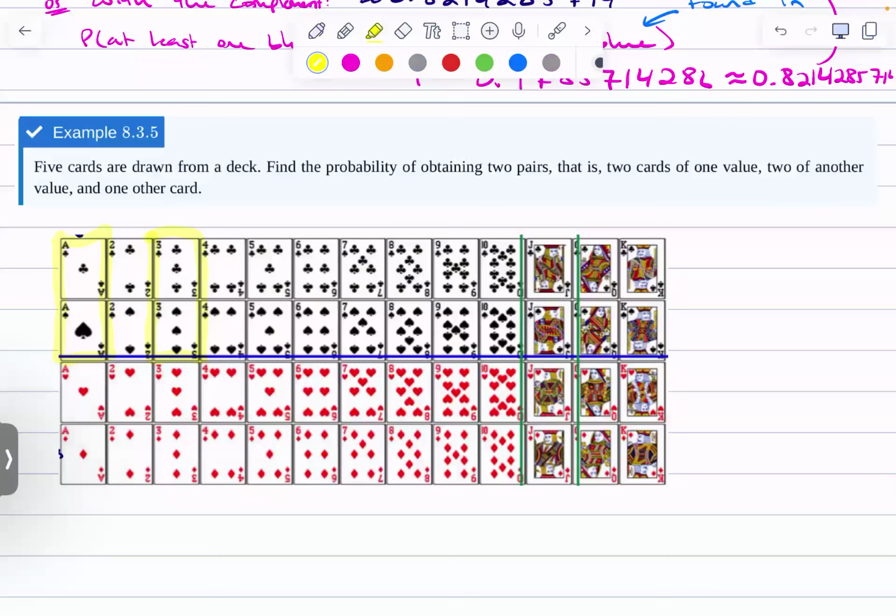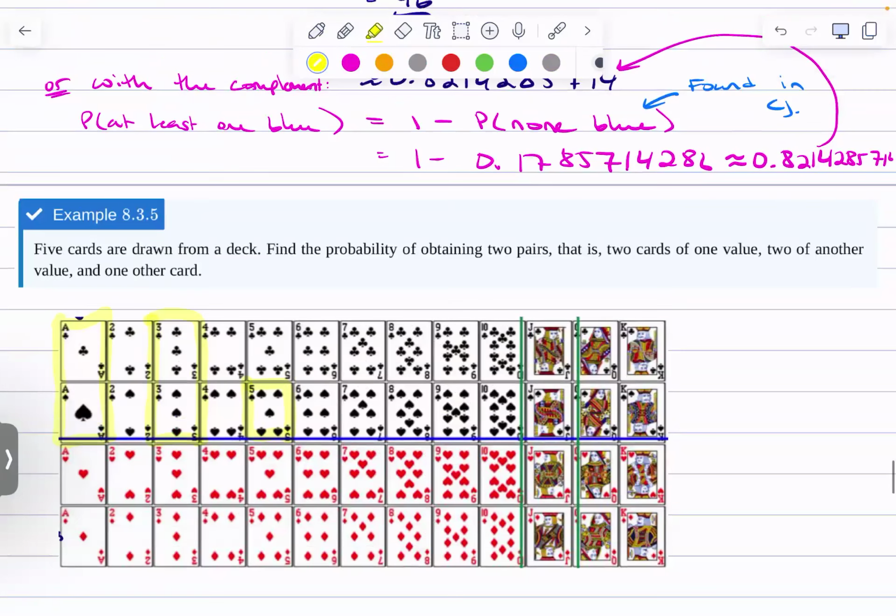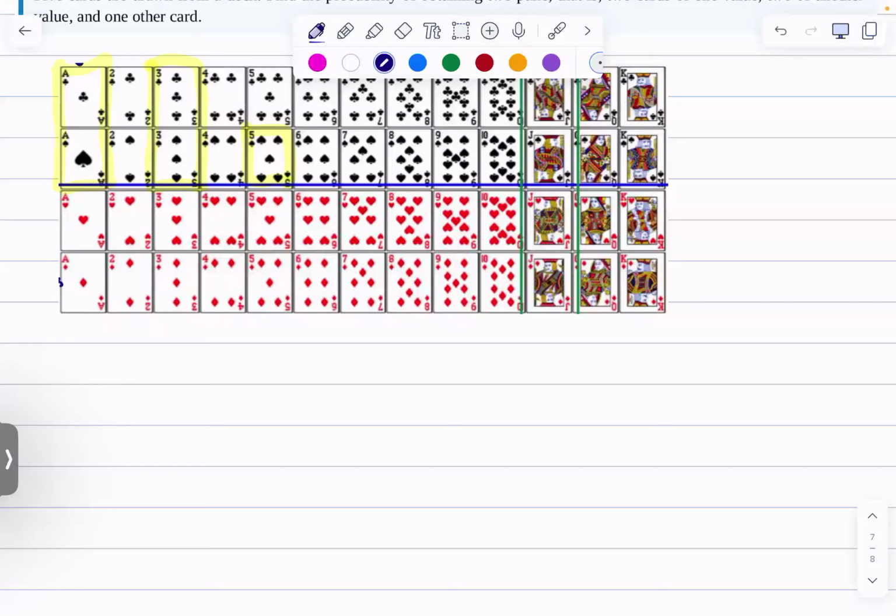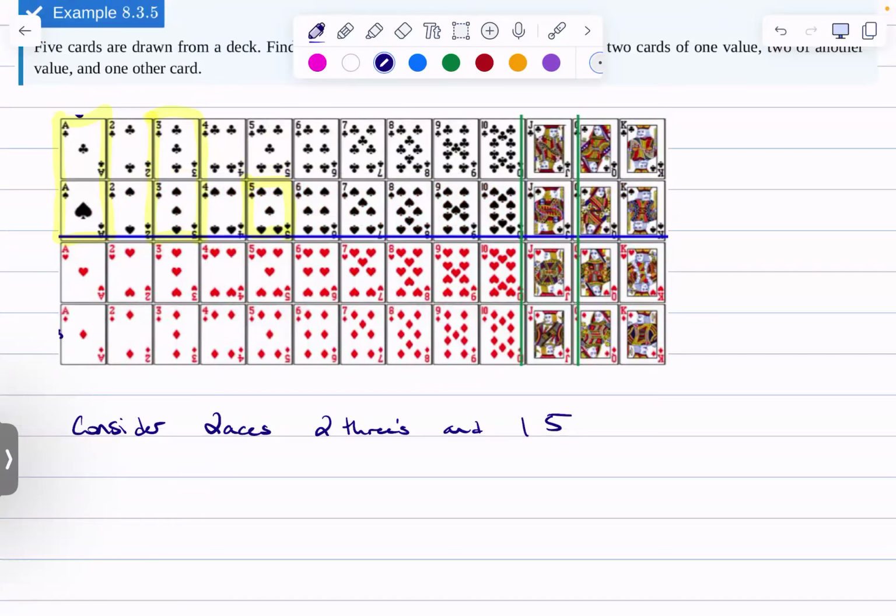And so maybe in this scenario, we have just drawn a 5 as our single. So we've got 2 aces, 2 3s, and a 5. So consider 2 aces, 2 3s, and 1 5. Now there are 4 of each of these to choose from.